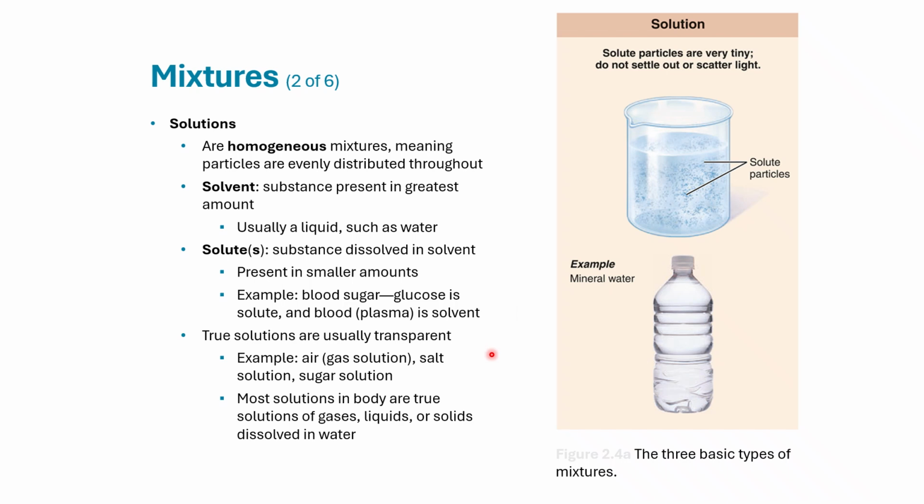True solutions are very transparent, or you can see through them. Example is air. It's a gas solution, multiple different things in it, but you can't see individual ones. Salt solution. If you put salt in water and boil it, it'll just be a clear liquid. And a sugar solution. Most solutions in the body are true solutions of gas, liquids, or solids dissolved in water. So that would be a solution.